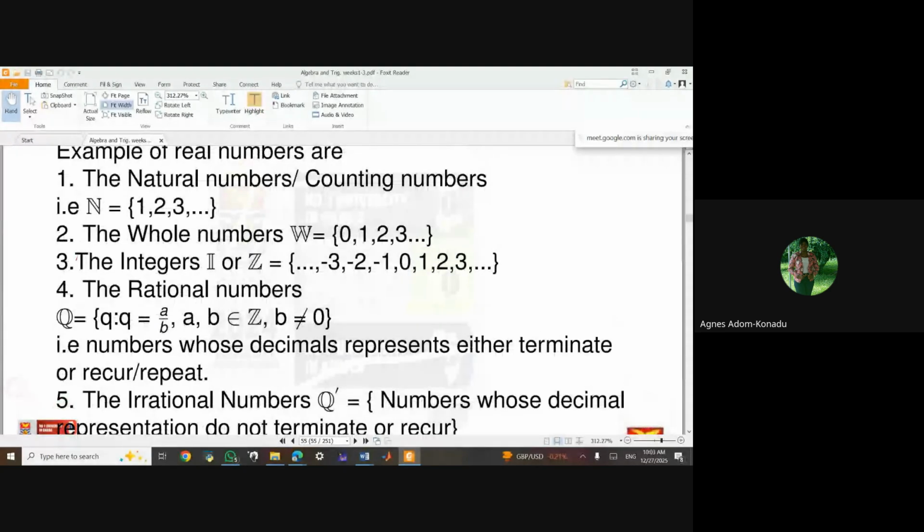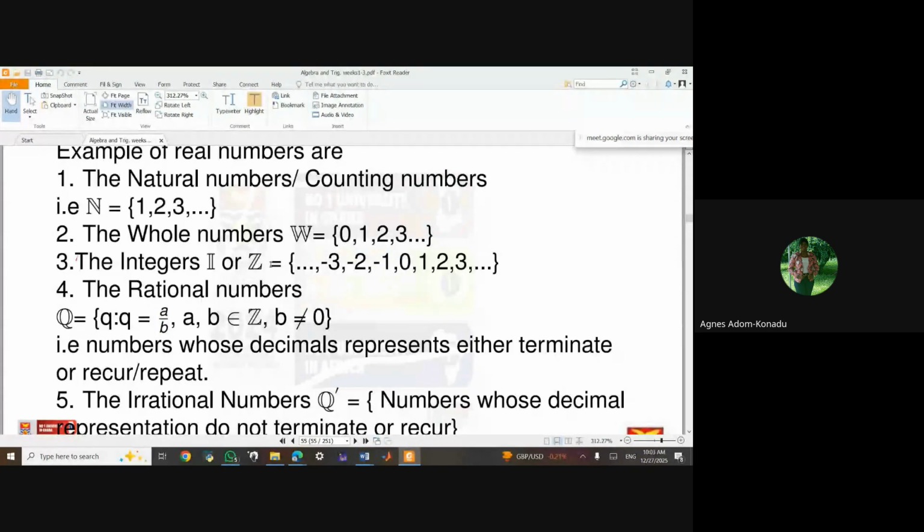Rational numbers are represented by Q. I said we use N for natural numbers, the same as counting numbers, W for whole numbers, and I or Z for integers. So when you are reading any math book and you see a number given, X in Z, then you should know that X is an integer, or given X in I, you are talking about an integer, or maybe X in N, then you should keep in mind that the number you are playing with is a natural number.